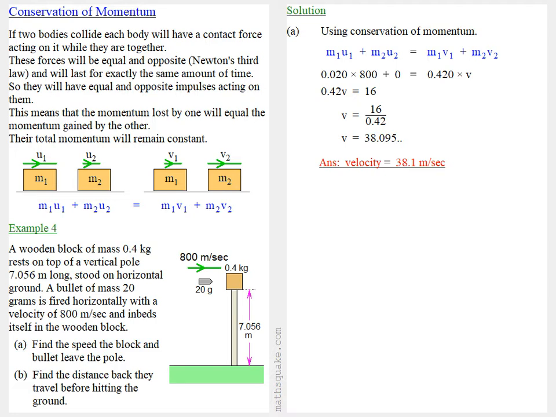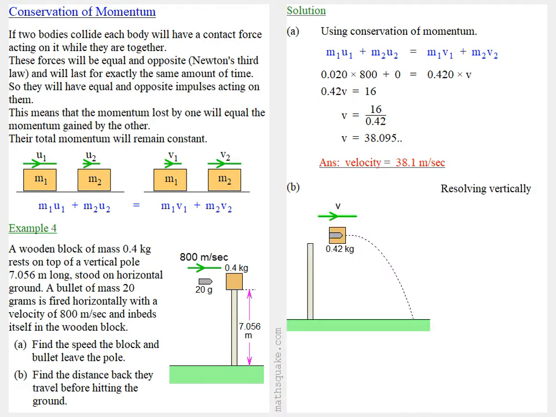Now in the second part, we're asked to find the distance back they travel before hitting the ground. Well, the first thing we need to do is work out how long it'll take before they do hit the ground. Now they have no vertical velocity, so using s equals ut plus a half at squared, the initial vertical velocity u is 0, a is 9.8, s is the distance from the top to the bottom of the pole, so that's 7.056, and we're trying to work out t.